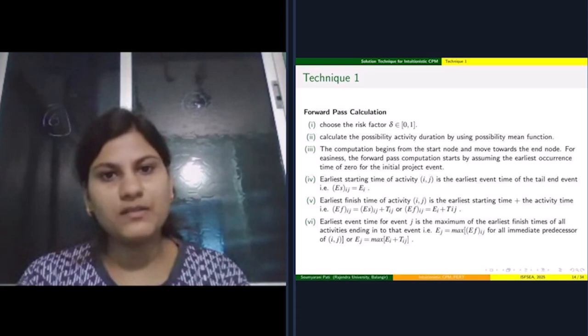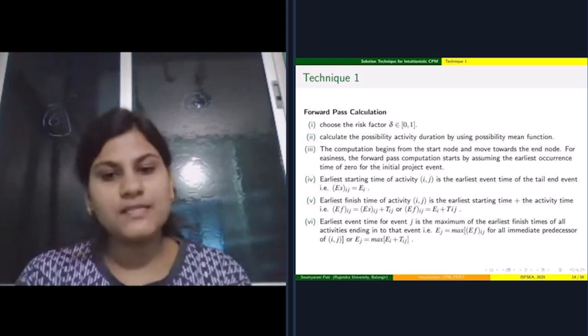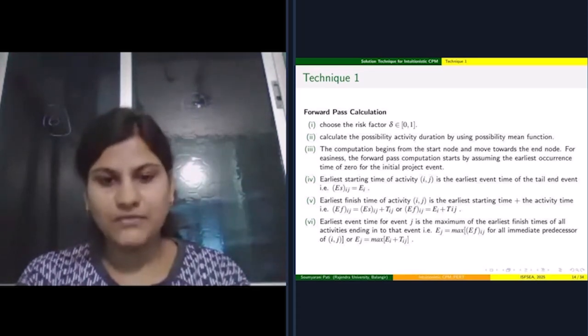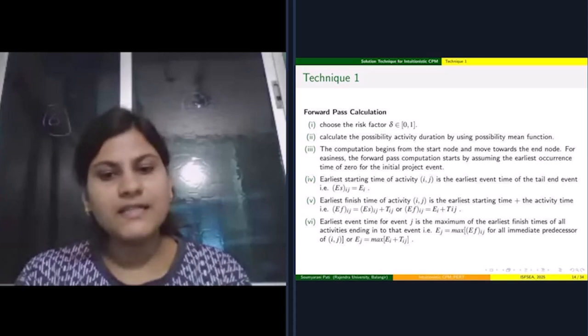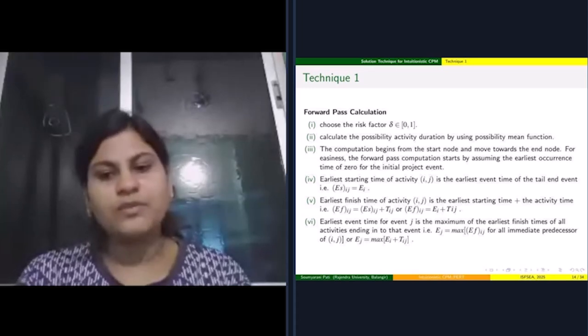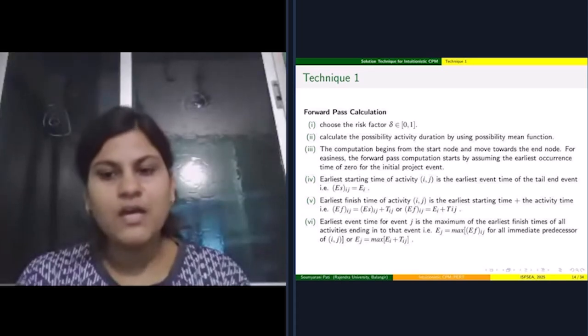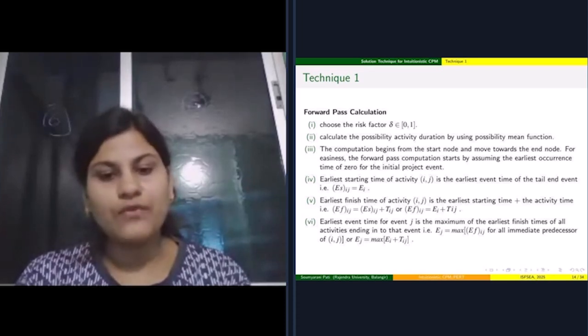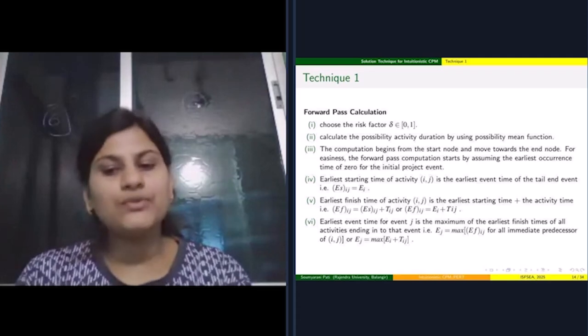The computation begins from the start node and moves towards the end node. For easiness, the forward pass calculation starts by assuming the earliest occurrence time of 0 for the initial project event. The earliest starting time of the activity ij is the earliest event time of the tail end event. The earliest finish time of the activity ij is the earliest start time plus the activity time. The earliest event time for event j is the maximum of the earliest finish times of all activities ending in that event.